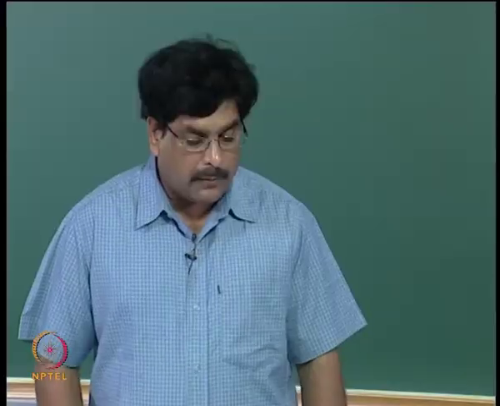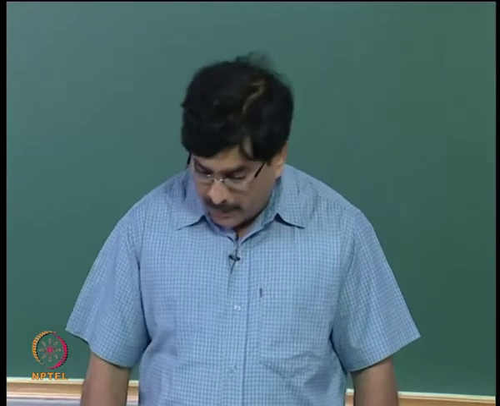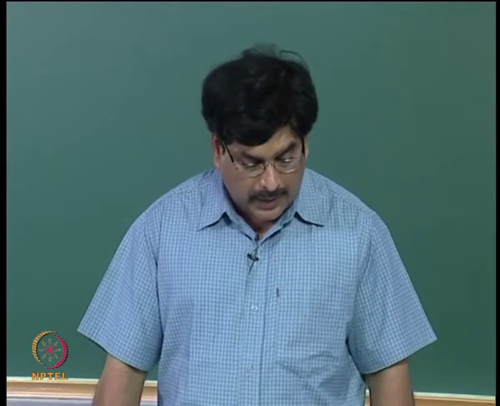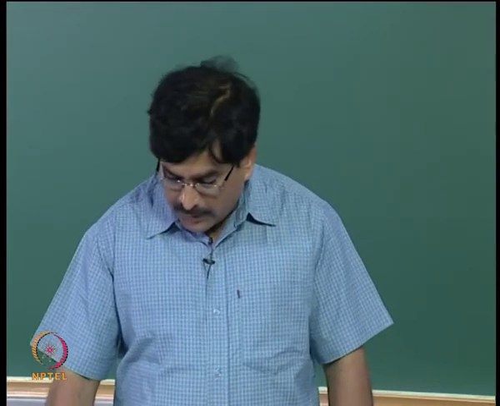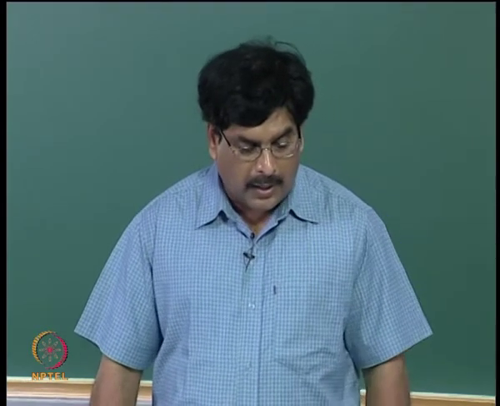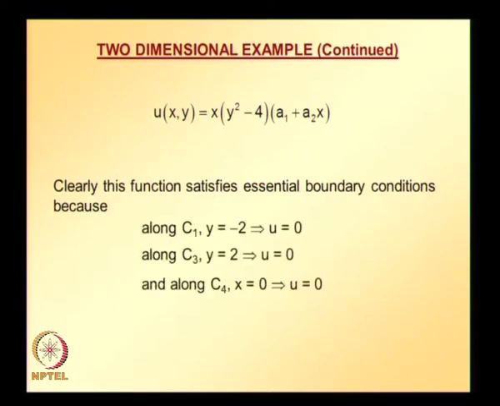Taking derivatives of this with respect to x, we get this equation, and with respect to y we get this equation, because these two derivatives are required for us to simplify the equation that we are looking at. So, let us verify whether this satisfies those boundary conditions. Clearly this function satisfies the essential boundary conditions, because along y equal to minus 2 it is 0, along y equal to 2 it is 0, and along x equal to 0 this function is 0.